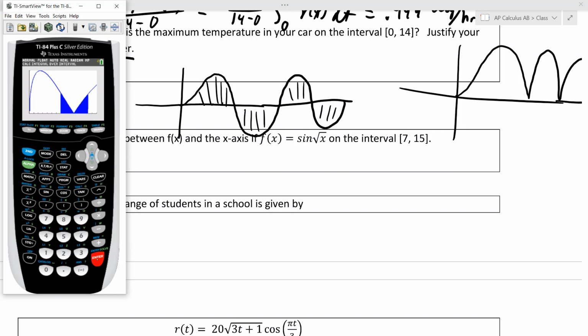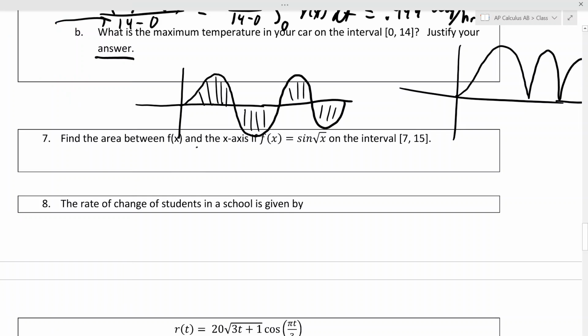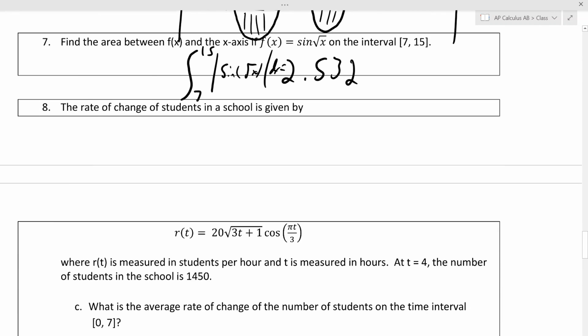And it's going to spit out an answer. Boom. Area is 2.53196. So what, 2.532? And again, that's just the area from 7 to 15 of the absolute value of sine root x dx. Not too bad.